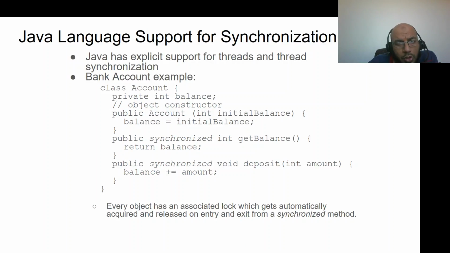Java language supports for synchronization. You might know that Java has explicit support for threads and thread synchronization, where you use the synchronized identifier for different methods. Synchronized will do the synchronization for you, and every object will have an associated lock which gets automatically acquired and released on entry and exit from a synchronized method. So it kind of helps you with that.